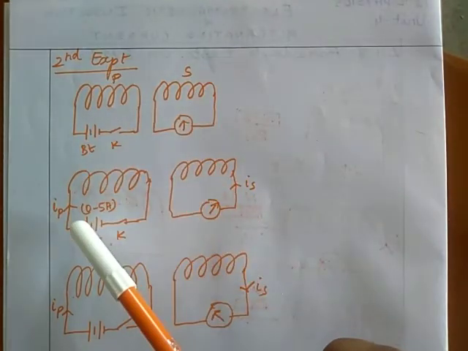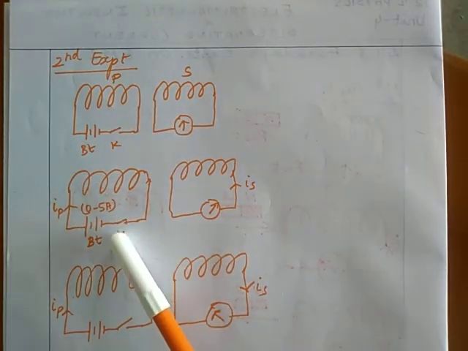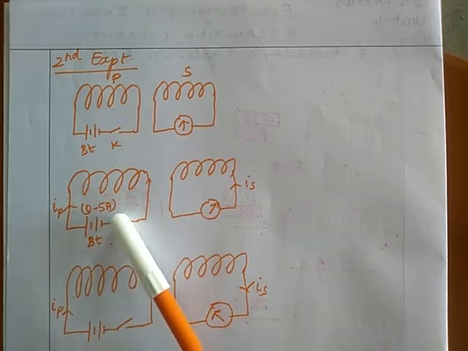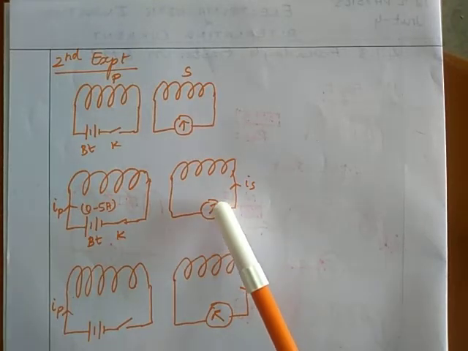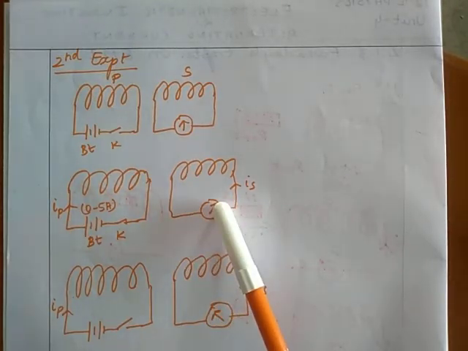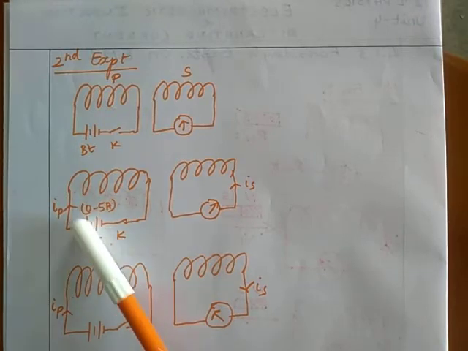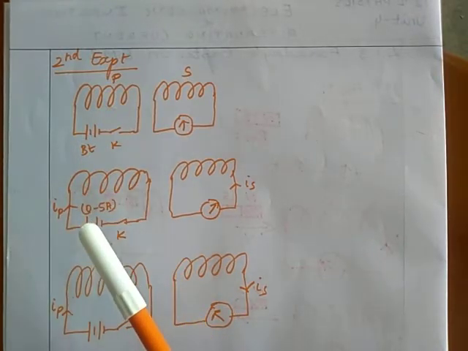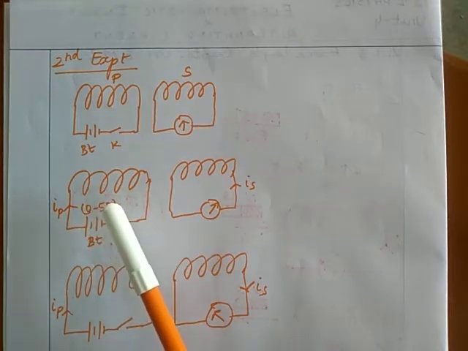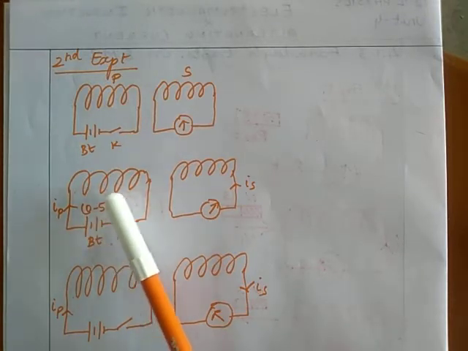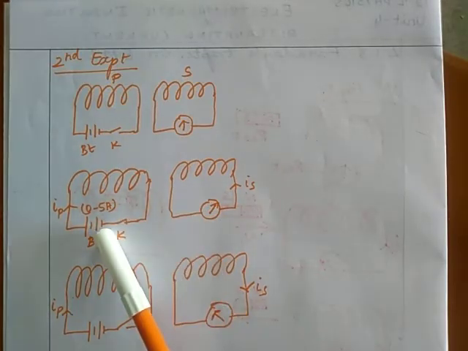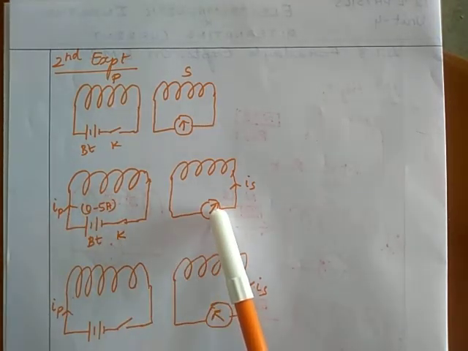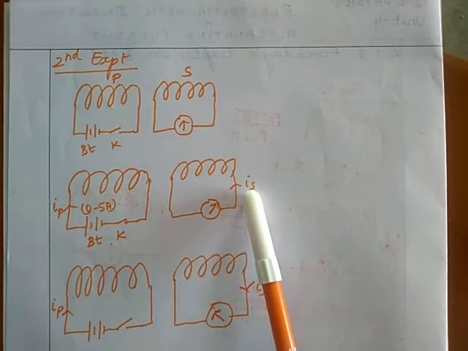Initially the key is closed. At that instant the galvanometer shows a deflection in the secondary coil, because the current will start growing, that means it will go from 0 to 5 ampere. After reaching the maximum current it shows zero deflection. Whenever there is a change in current in the primary coil, it produces deflection in the secondary coil because it sets up a current in the secondary coil.